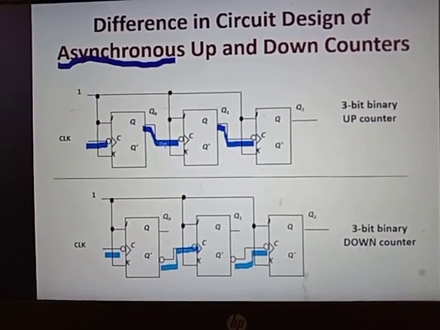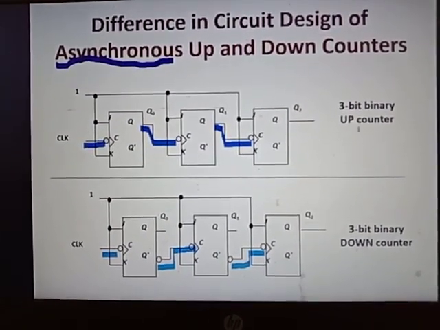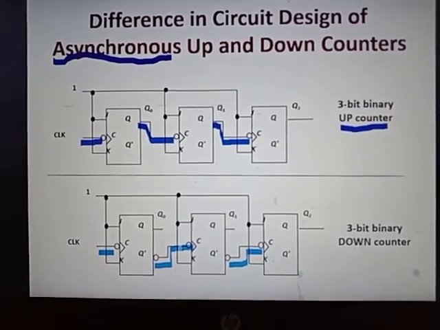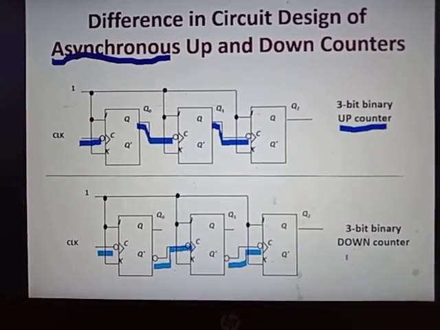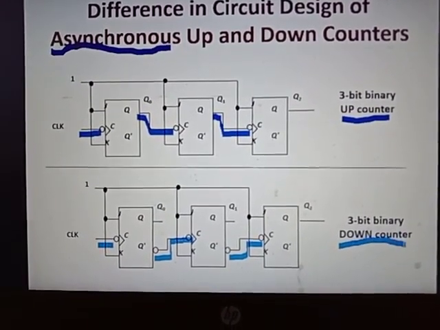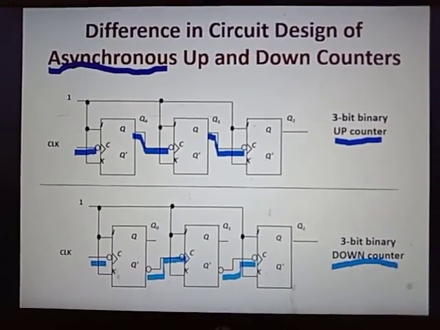If you connect this as clock pulse, what happens? It will be counting in one order, say increasing order, we call it an up counter. If you are connecting this Q bar as the clock pulse, it will be counting in decreasing order, like 4 3 2 1 0, 4 3 2 1 0. That is why we are calling it a down counter. This is the difference between your up counter and your down counter.